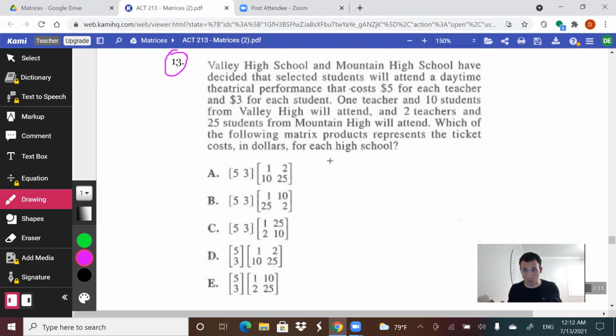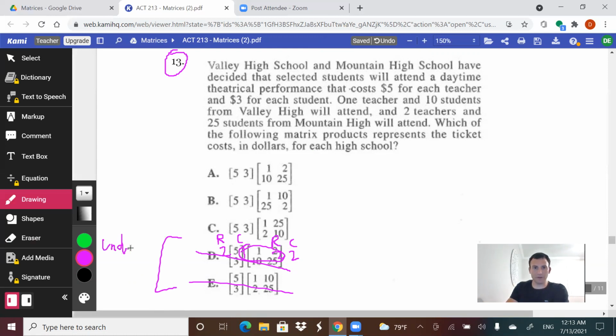Okay, a lot going on. Here's the thing though. If you follow the rows by columns, D and E are gone immediately. 5 times 1, nothing to multiply the 10 by. And if you think about it, rows, columns, this is 2 rows, 1 column. Rows, columns, this is 2 by 2. These middle ones don't match up. So D and E are undefined. You can't even do them. So that's going to make our life a little bit easier. At least, if nothing else, we have a 1 out of 3 chance of this one.